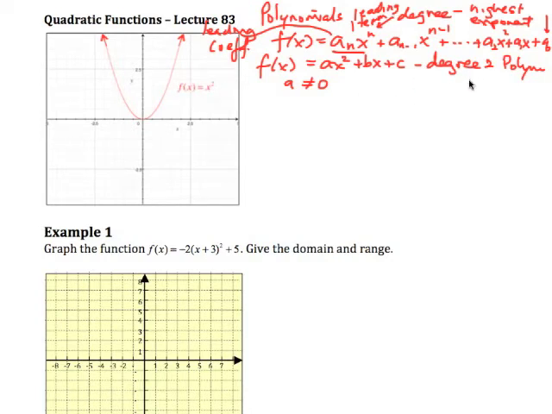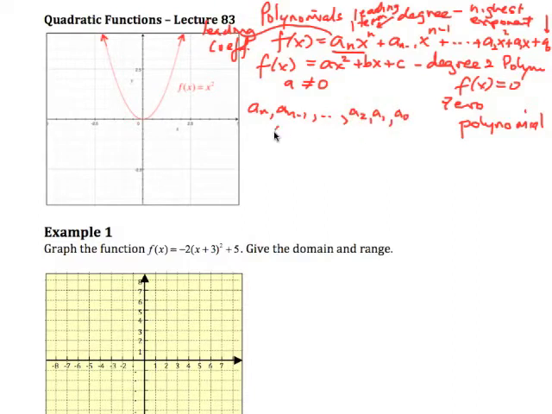All right, now f of x equals 0 is a 0 degree polynomial, so it's what we call a 0 polynomial. Right, so of course the other thing that we need to keep in mind here is that all these numbers in front, which we call coefficients, these are coefficients. These are real numbers.